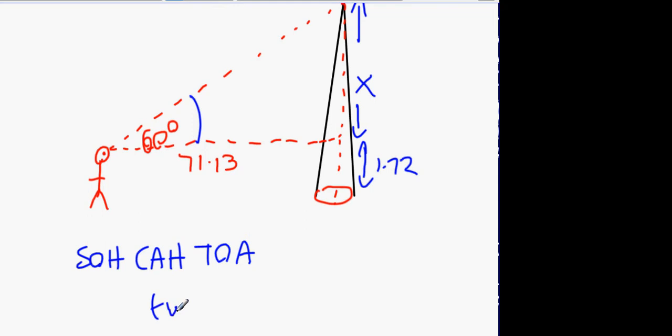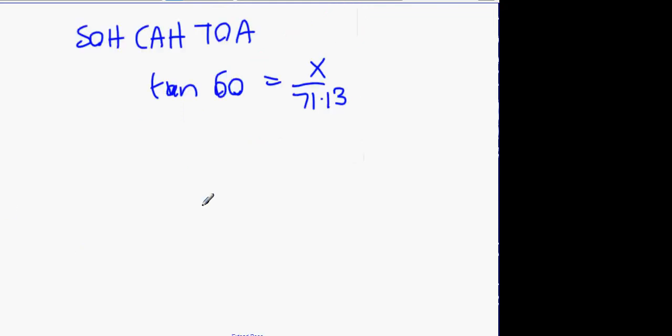Tan what, Gavin? Tan 60 degrees equals x over 71.13. x therefore equals 71.13 tan 60. Okay? Put that into your calculator, and what we should get is around 123.2, I think.